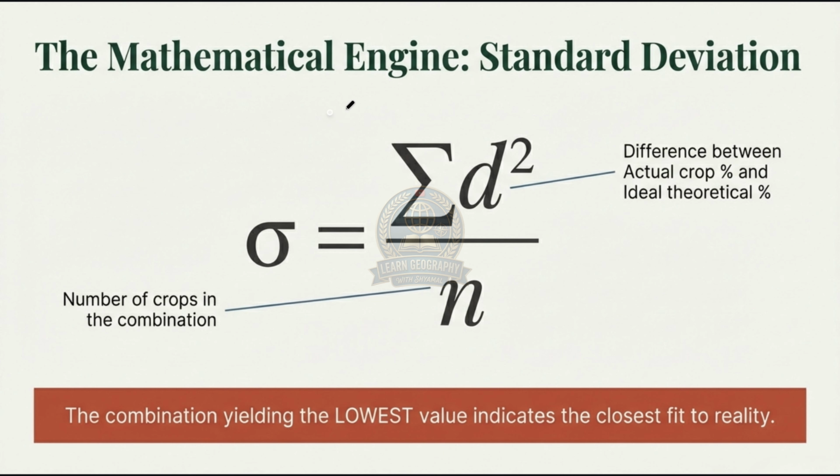The mathematical engine is standard deviation, this is the formula. The sigma is equal to the summation of d square divided by n. N is the number of crops in the combination, and d square is equal to the difference between actual crop percentage and ideal theoretical percentage. The combination yielding the lowest value indicates the closest fit to reality.